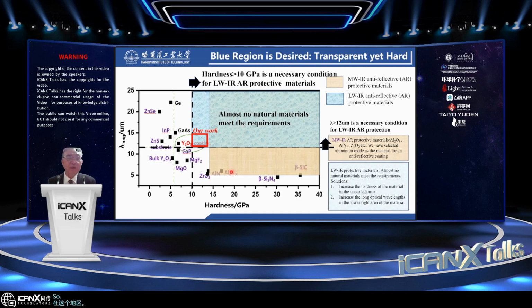So what do we do? We can either use existing hard materials like zirconium oxide, AlN, or sapphire, Al2O3, etc., and move their lambda up, or use this area's material and push it over to this region. So we need a hardness of more than 10 gigapascal, which is a necessary condition for long wavelength IR's AR protection.